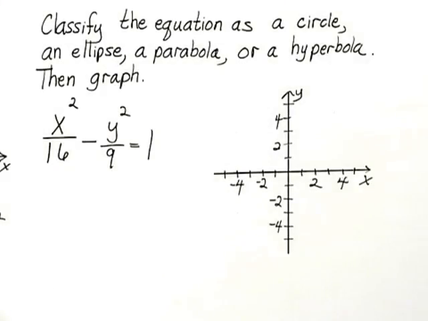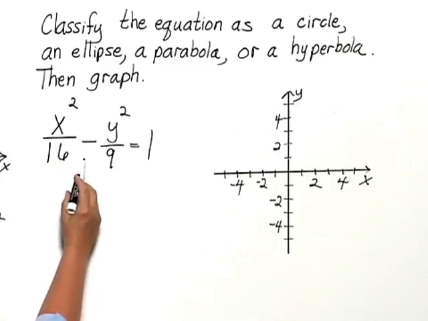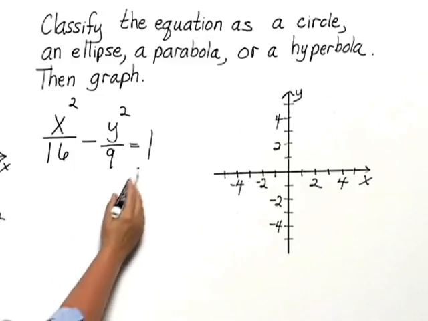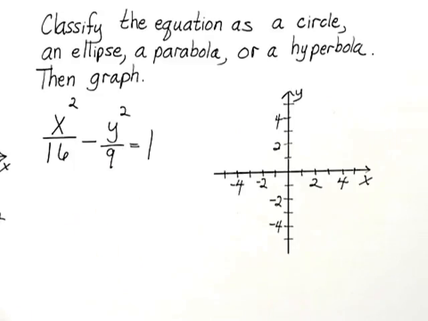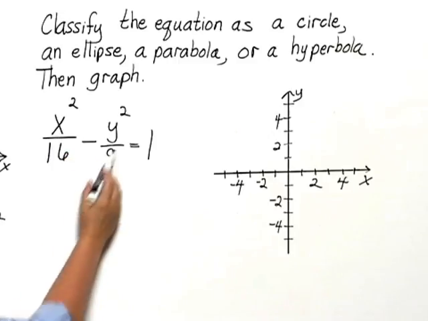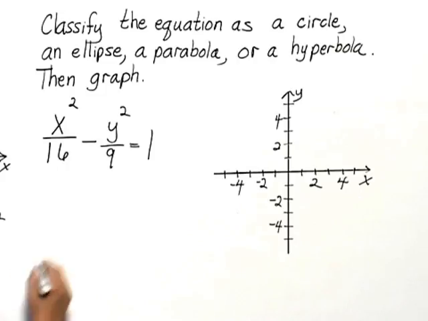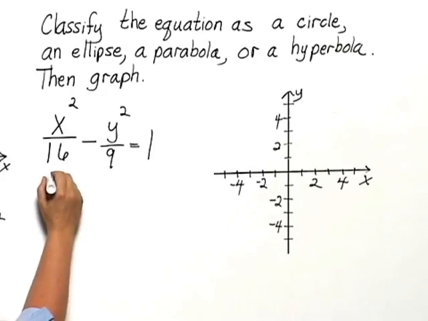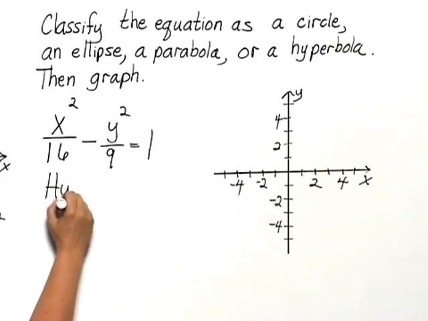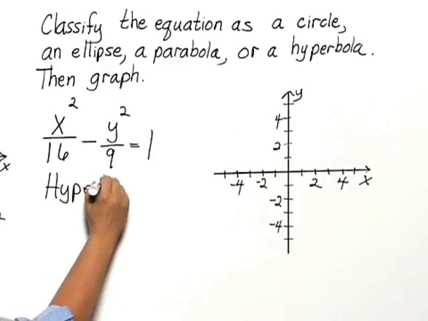Classify the equation as a circle, an ellipse, a parabola, or a hyperbola, then graph. The equation we're looking at is x squared over 16 minus y squared over 9 equals 1. Let's first classify the equation. We have an x squared term and a y squared term, and one is positive and one is negative. That tells us that, of the options, we have a hyperbola.